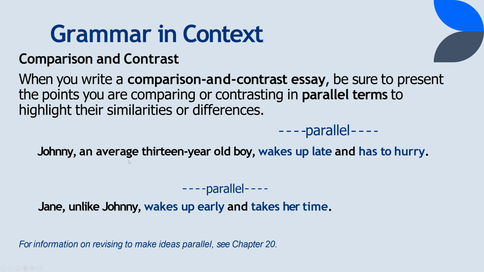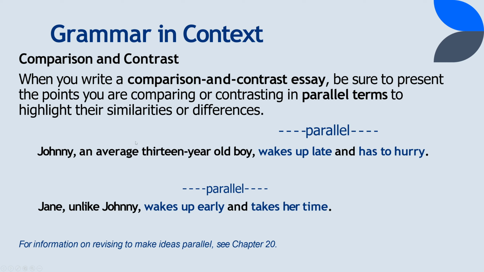One is within a singular sentence, if we're looking at something being listed. So, wakes up late and has to hurry. They have to be treated the same. So if you notice in this case, the verb tense is the same. Wakes and has are both the same. So you couldn't say Johnny, an average 13-year-old boy, woke up late and has to hurry and have it be parallel structure in that way. You would say he woke up late and had to hurry.